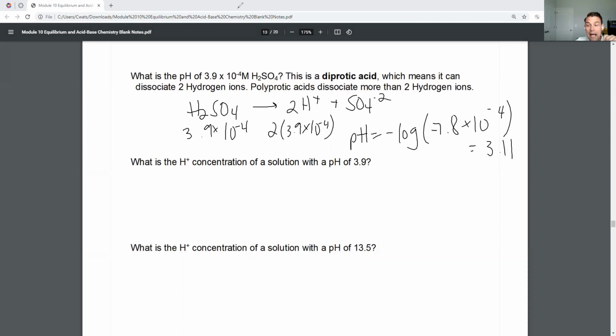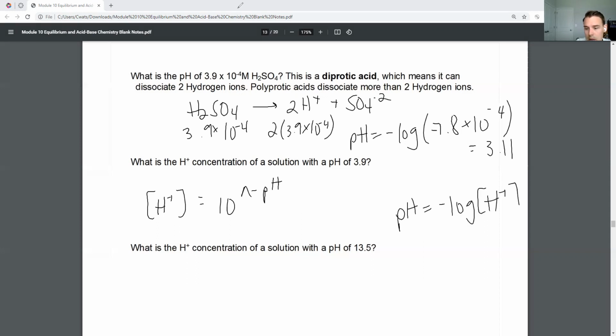Okay, next question. What's the hydrogen ion concentration of a solution with a pH of 3.9? To determine your concentrations for the ion, if I rearrange pH equals the negative log of the H plus, I rearrange it to solve, and that's what it looks like.